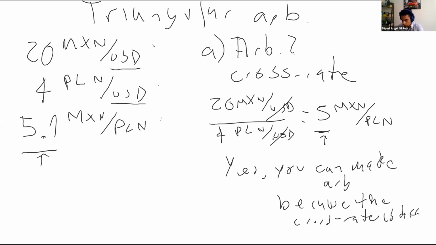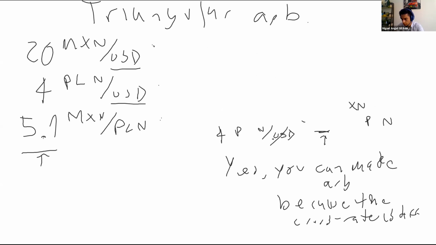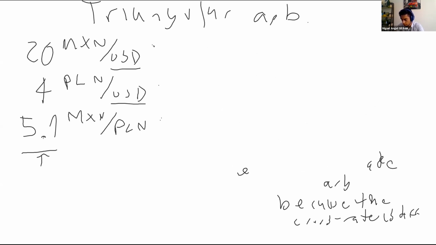So by that, you will be answering question A, arbitrage. Is it possible to make arbitrage? And you answer yes, because the cross rate is different to the market. Now let's continue with question B.